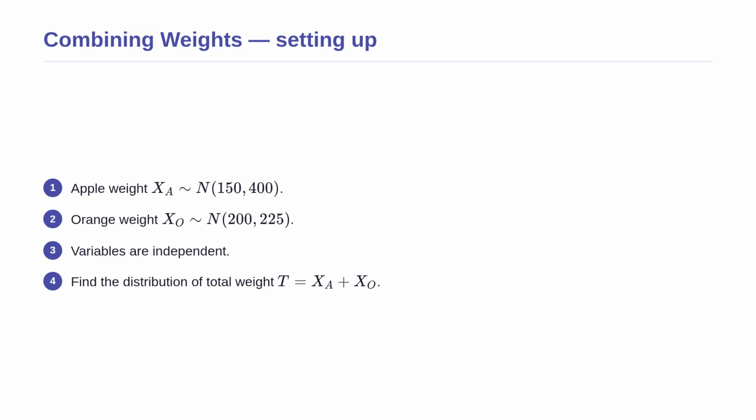Let us apply this property to a real-world example. A grocery store sells apples and oranges. The weight of an apple is normally distributed with a mean of 150 grams and a variance of 400 grams squared. The weight of an orange is normally distributed with a mean of 200 grams and a variance of 225 grams squared. If you pick one apple and one orange at random, what is the exact distribution of their total combined weight? Since both weights are normally distributed and independent, we can define a new variable T for the total weight, simply adding the apple's weight to the orange's weight.